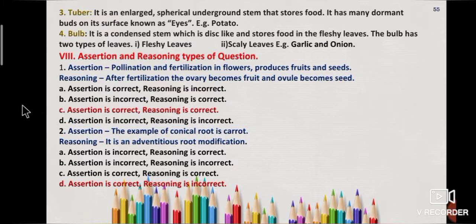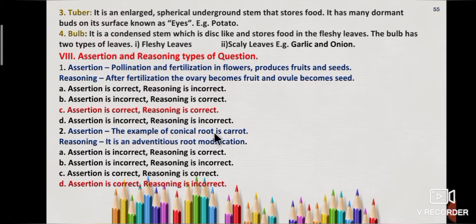So the answer is option C, assertion is correct, reasoning is correct. So assertion, pollination and fertilization in flowers produces fruits and seeds, correct. Reasoning, after fertilization the ovary becomes fruit and ovule becomes seed, that is also correct.